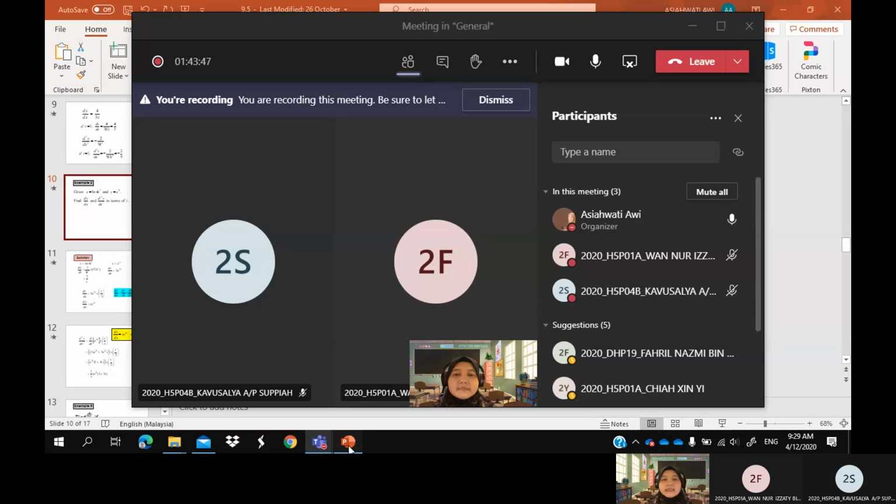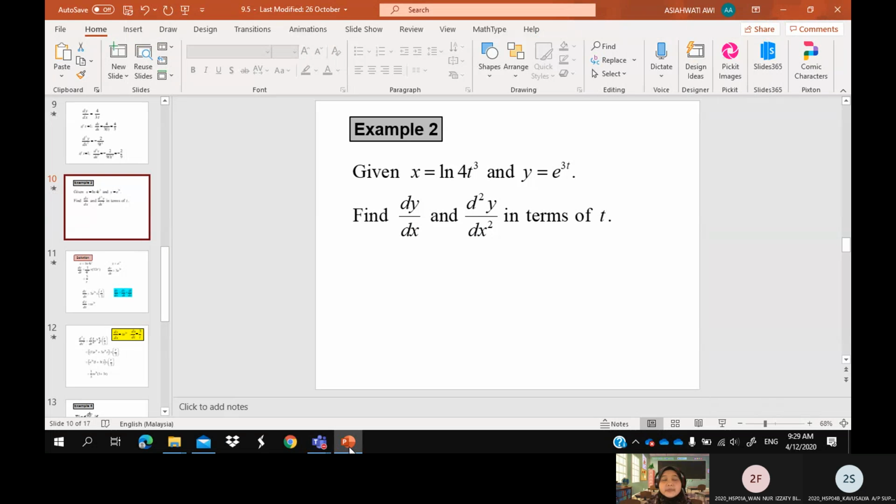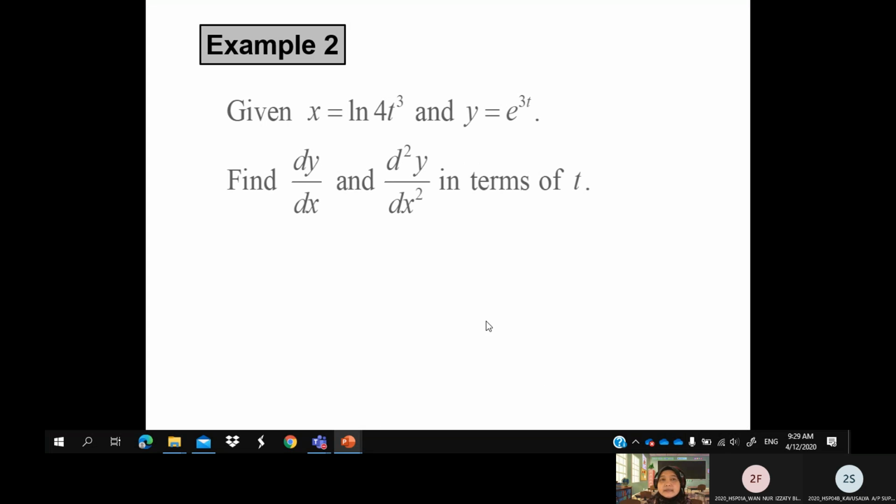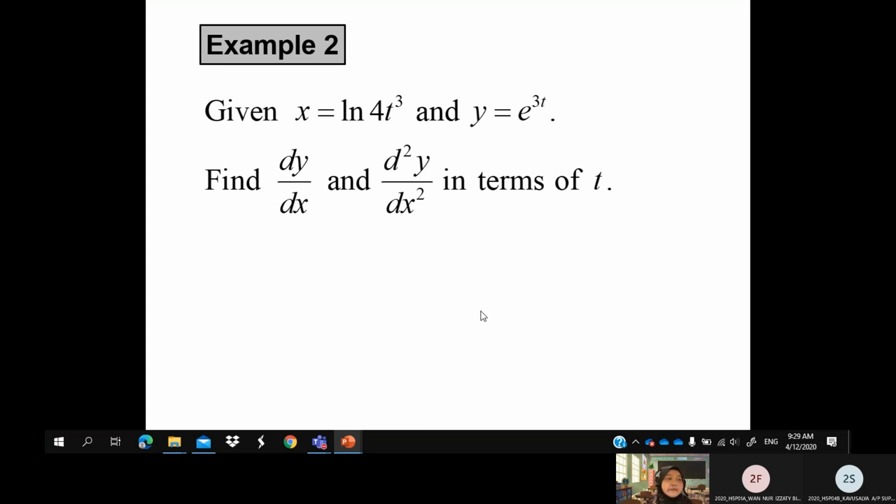Okay, this is for parametric equations. Continue with the three examples that we haven't discussed before in part 1. We will discuss examples 2, 4, and 5.